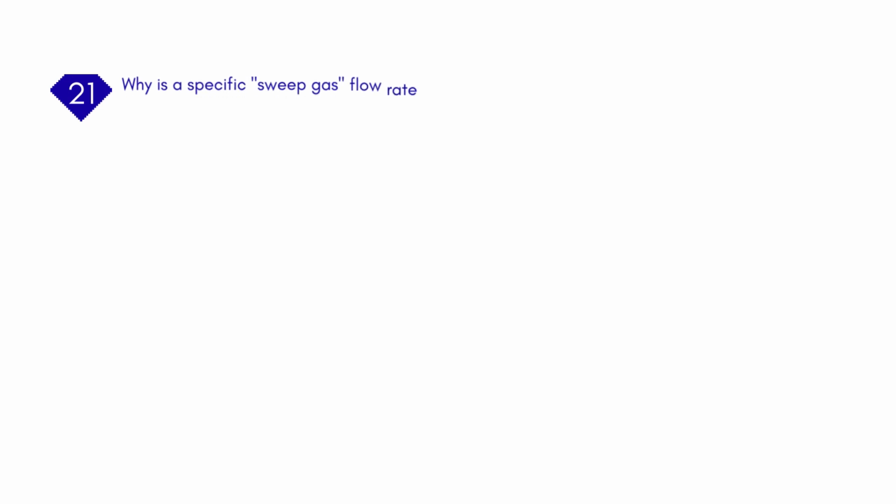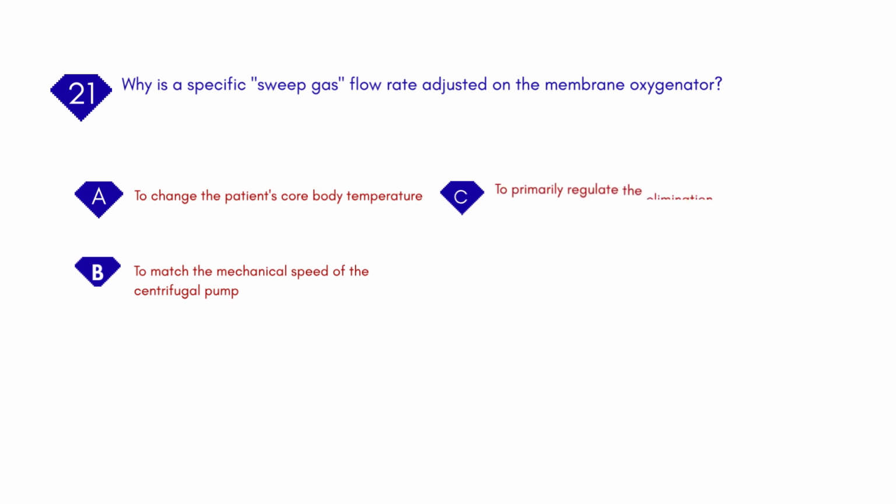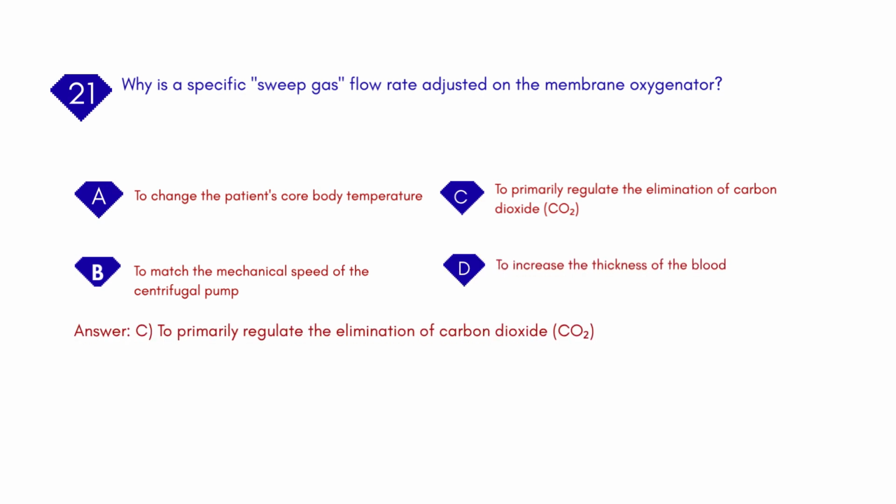Why is a specific sweep gas flow rate adjusted on the membrane oxygenator? A. To change the patient's core body temperature. B. To match the mechanical speed of the centrifugal pump. C. To primarily regulate the elimination of carbon dioxide, CO2. D. To increase the thickness of the blood. Answer: C. To primarily regulate the elimination of carbon dioxide, CO2.